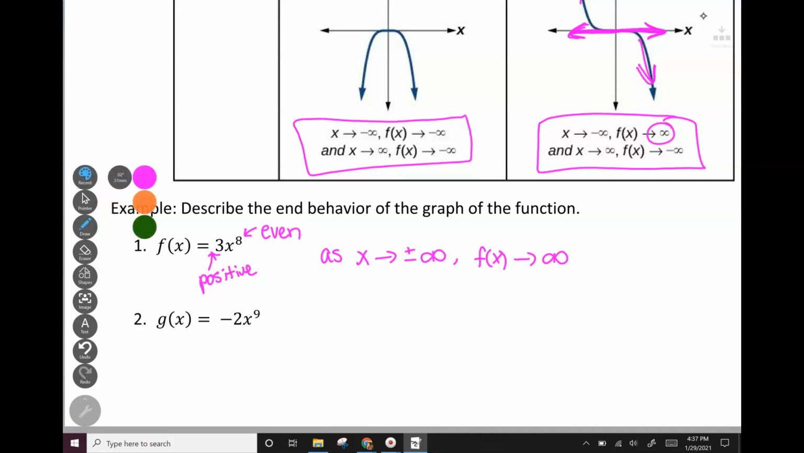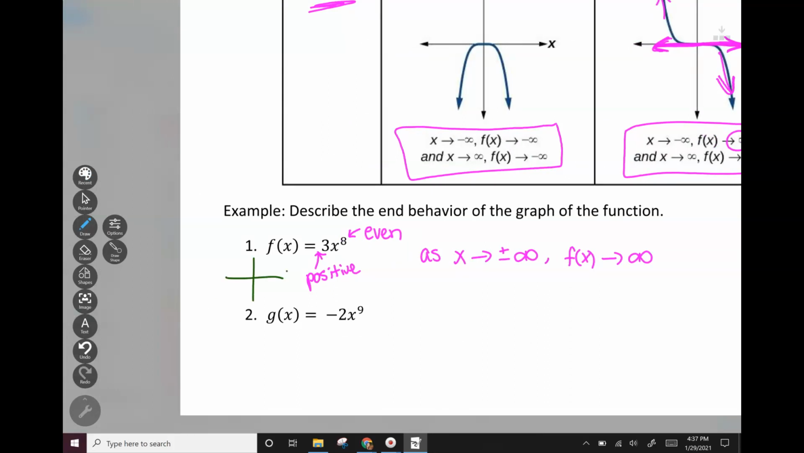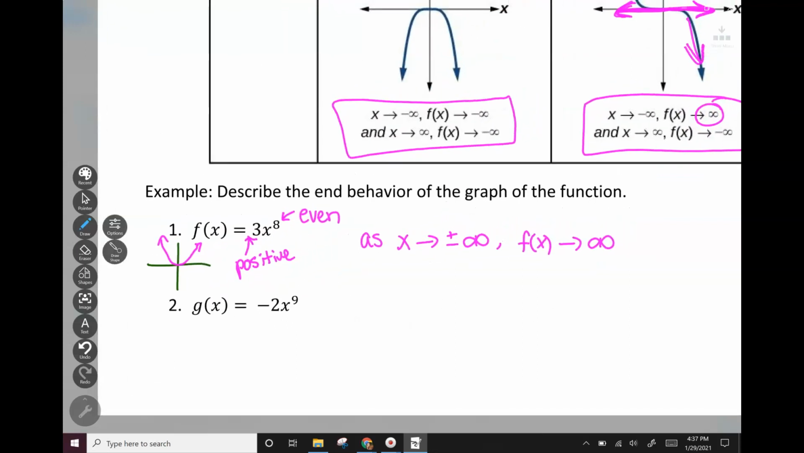If it helps you, you could sketch a graph, right? Because it's even and my k is positive, I know my graph is going to look something like that. So as x approaches positive infinity, f of x approaches positive infinity. Okay. Now next one. G of x equals negative x to the power of 9.